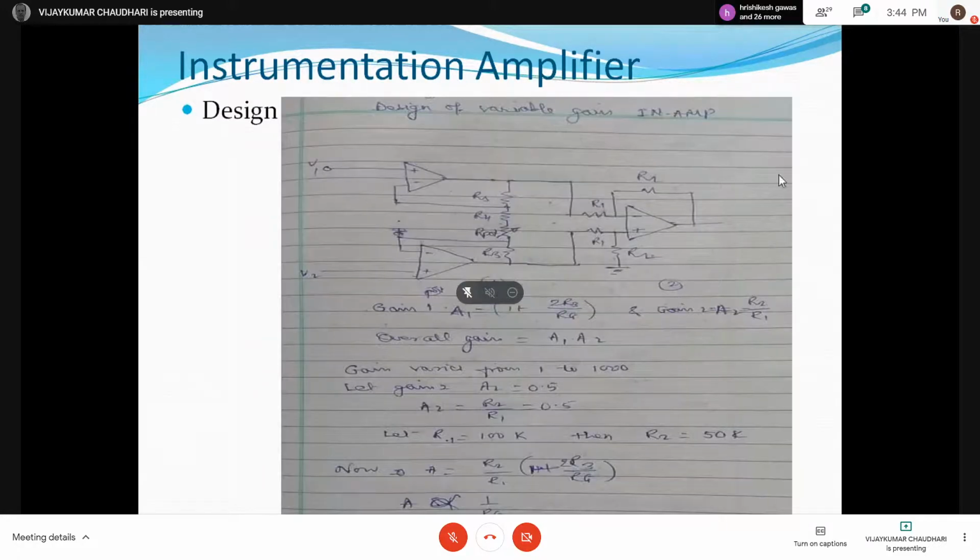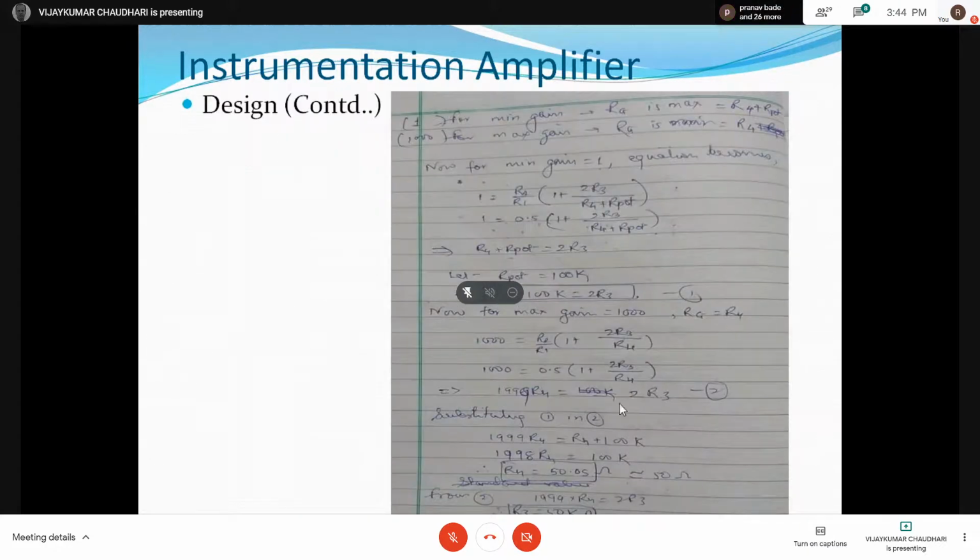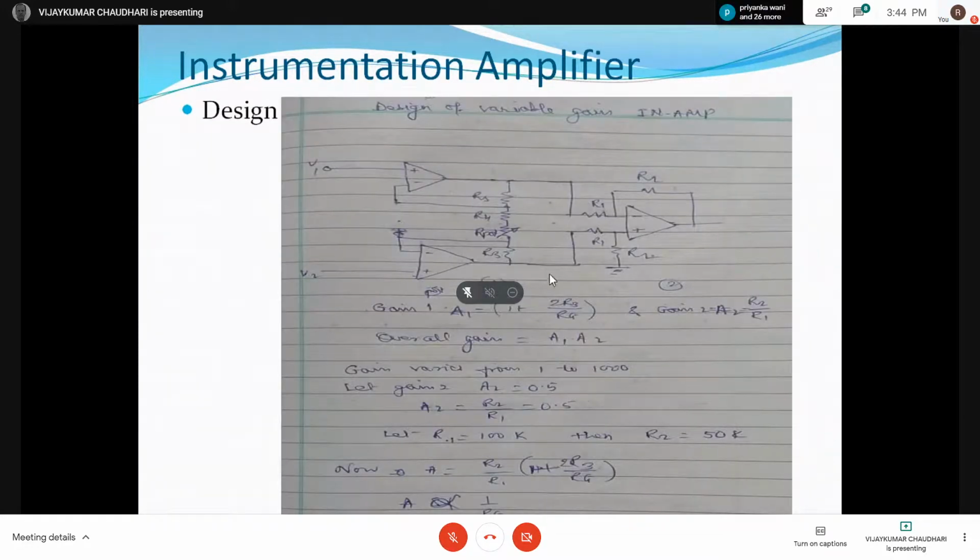And what we have done, we have found out R2 and R1. R1 is 100K, R2 is 50K, R3 we have found to be 50K, R4 we have found to be 50 ohm, and the potentiometer is taken as 100K. So the values are 100K, 50K, 50K, this also 50K, this is 100K, and this is 50 ohm. So these values are only to be found, and thus we have designed a variable voltage gain instrumentation amplifier with gain variation from 1 to 1000. So this is the procedure.